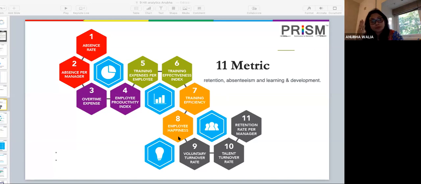Then we have the employee productivity index. Now, one of the key and crucial.